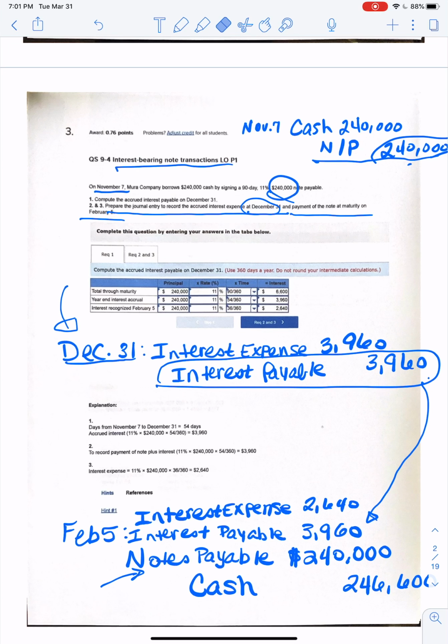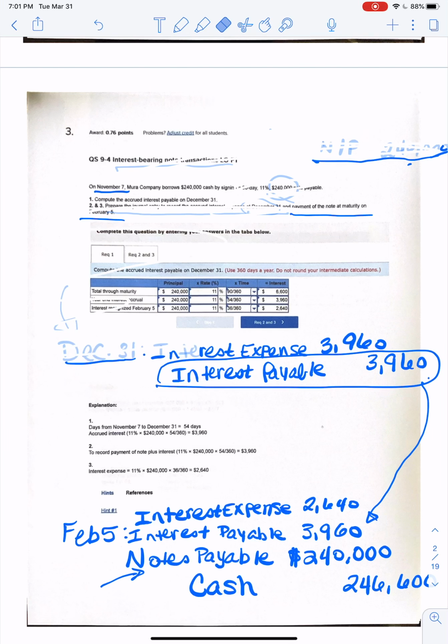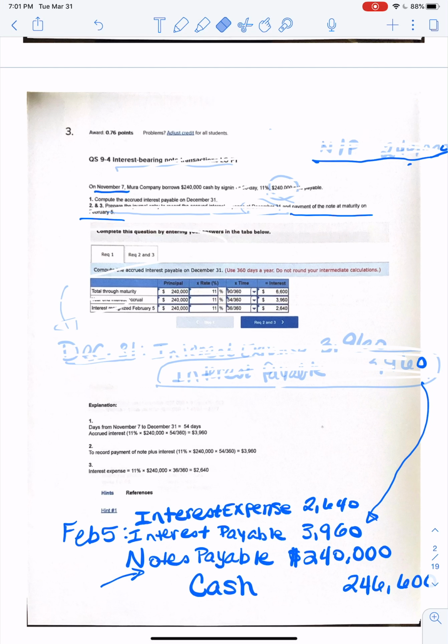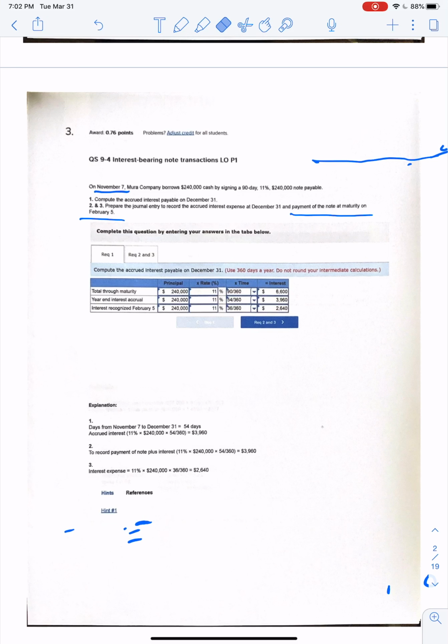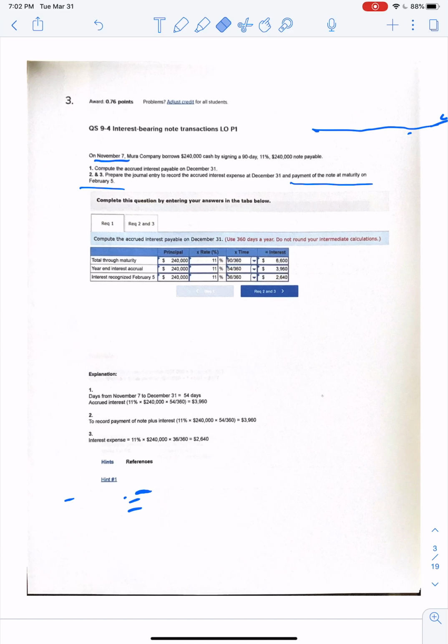So what we're going to do now is we're going to move on to number 3. So in number 3, what we're looking at is how we handle interest on notes. So up until this point in the semester, we primarily talked about 2 types of payables. We've said that those 2 types were 1, accounts payable, and 2, notes payable.